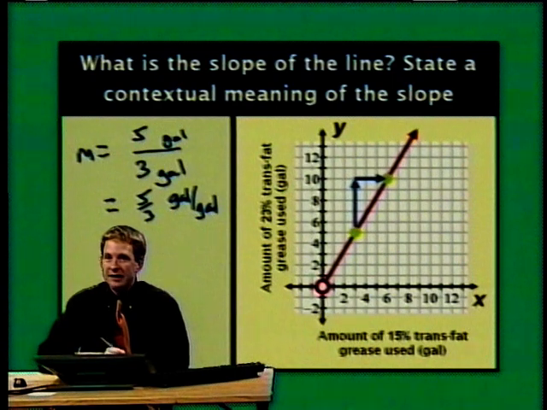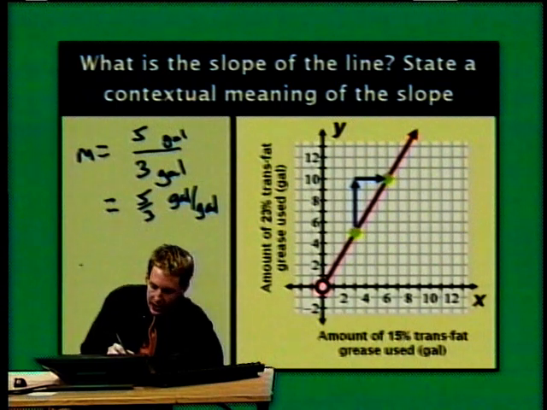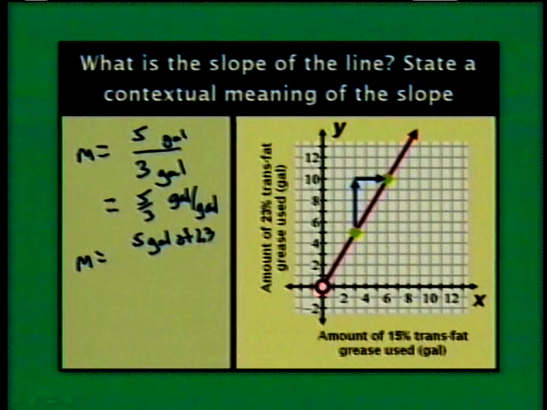This time, the unit doesn't give me as much information as it sometimes would because I have the same unit on the two axes. So I need to keep it really clear in my head that the rise is associated with the 23% trans fat grease and the run is associated with the 15% trans fat grease. I even think I'm going to write myself a little note that the slope is telling me 5 gallons of 23% trans fat grease over 3 gallons of 15% trans fat grease. That will help me write the contextual meaning of the slope.